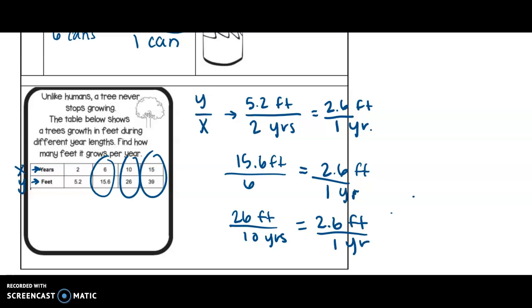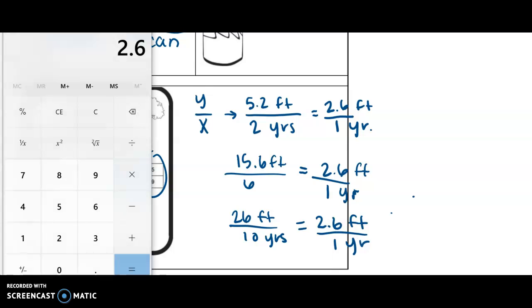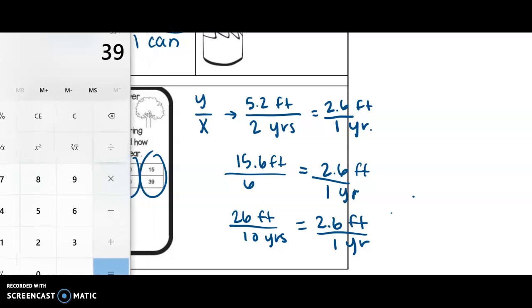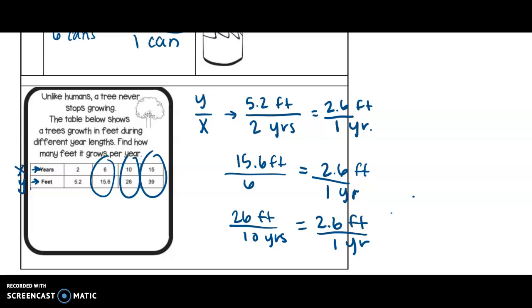And then let's do the last one too. I think you're starting to pick up on the pattern, but we have 39 divided by 15 years. I forgot to write that down, but we got 2.6 again. So 39 divided by 15. And again, you need to add your labels. That gave us 2.6 feet in 1 year.